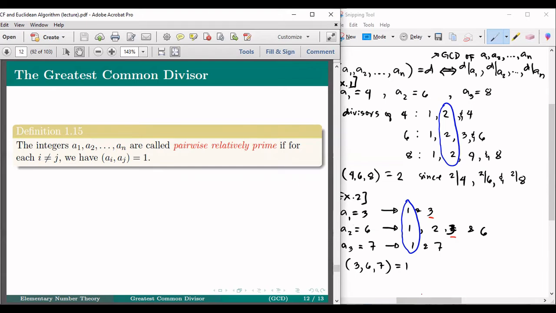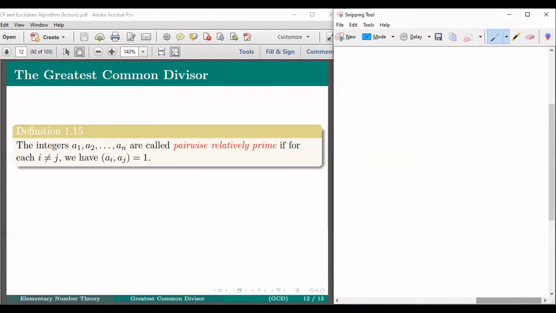Now let's consider an example. Let's have example number 3. Let A1 be equal to 3, A2 be equal to 14, and A3 be equal to 25. In this case, we have 3 integers. To test that they are pairwise relatively prime, we will be testing pairs of integers. We can have A1, A2, which is the GCD of 3 and 14.